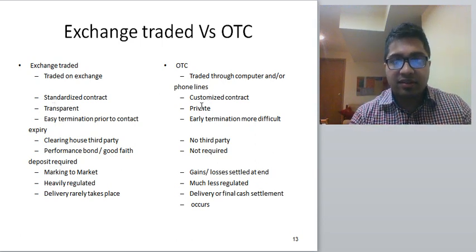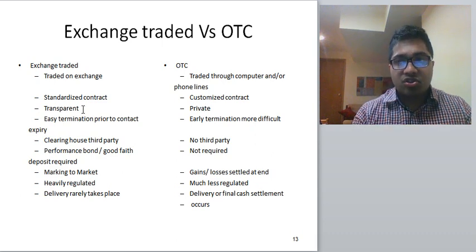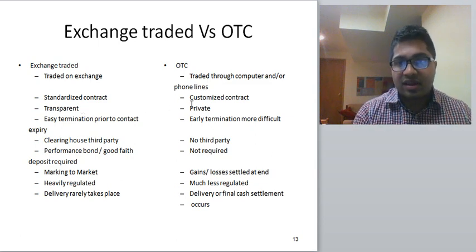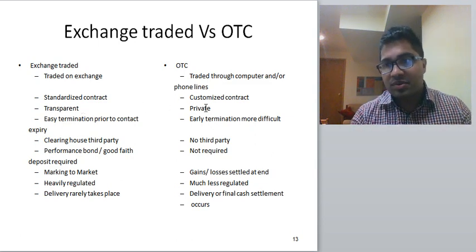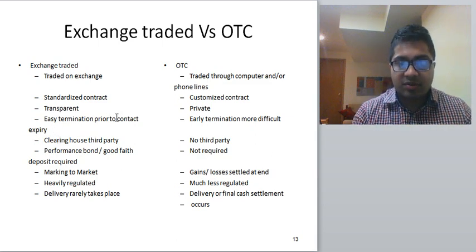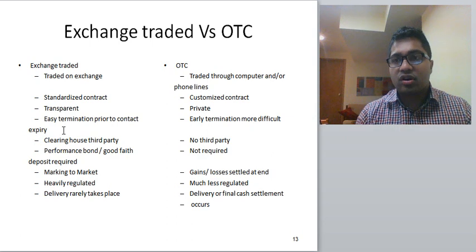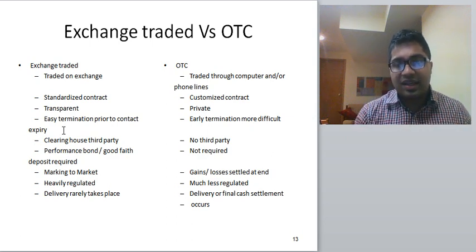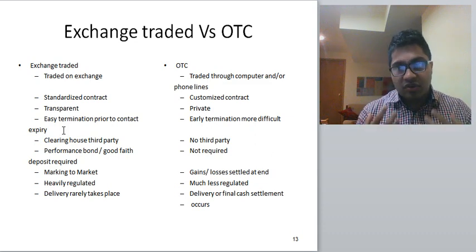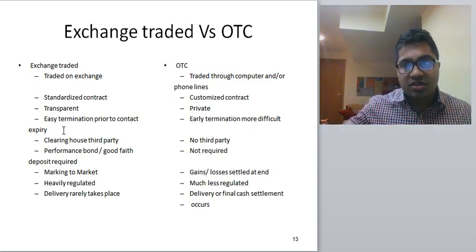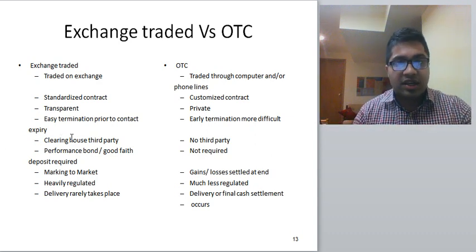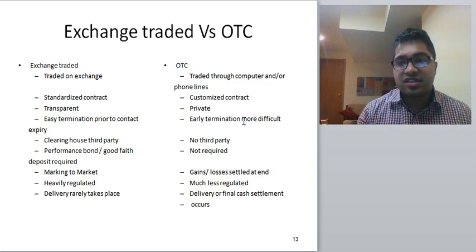Futures are transparent, while forwards are private, because numbers are shown and how much trading of futures happens is generally visible. Forwards, no one knows how much trading happens because they're private. Easy termination is possible before the contract expiry because you can sell your obligation on the secondary market. You can get into a counter trade. So if you have bought futures, you can sell futures to balance out. If you have sold futures, you can buy futures to balance out. But on OTC, termination is more difficult.